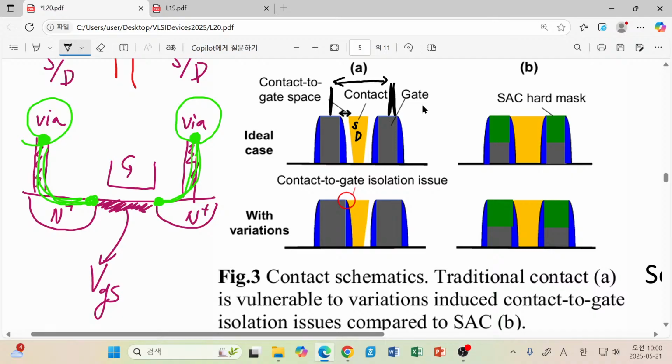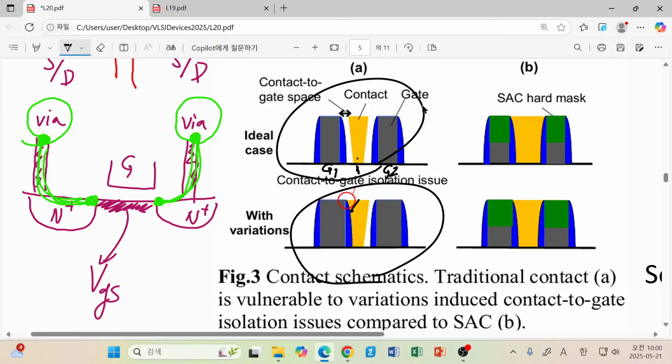And in this case, we have to place in this way. If we place the contact in the middle of these two devices, gate 1 and gate 2, it's okay. But if there occurs a misalignment, then you can see the difference between this and that. Now this yellow part is a little bit shifted to the left side and attached to this G1 device. Then what happens?